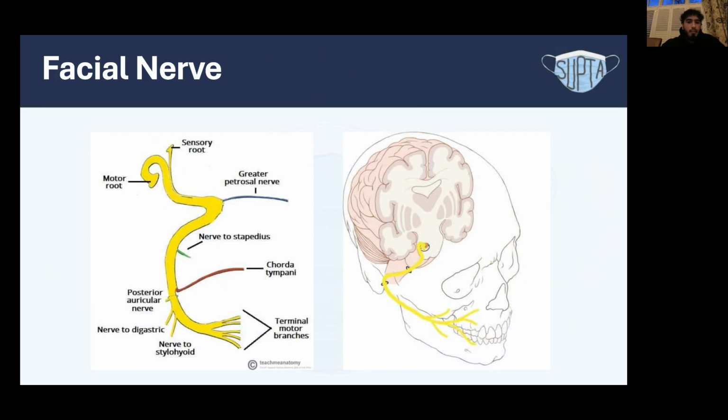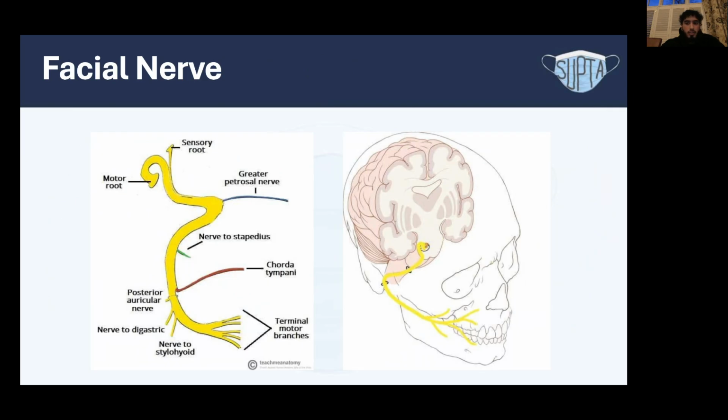Still within the temporal bone, the roots leave the internal acoustic meatus and they enter into the facial canal. So we haven't left the temporal bone yet. We just left the internal acoustic meatus and created a new canal called the facial canal. Within the facial canal, this is where three important events occur. Firstly, the nerves fuse together, so you can kind of see that here. So now we're officially the facial nerve.